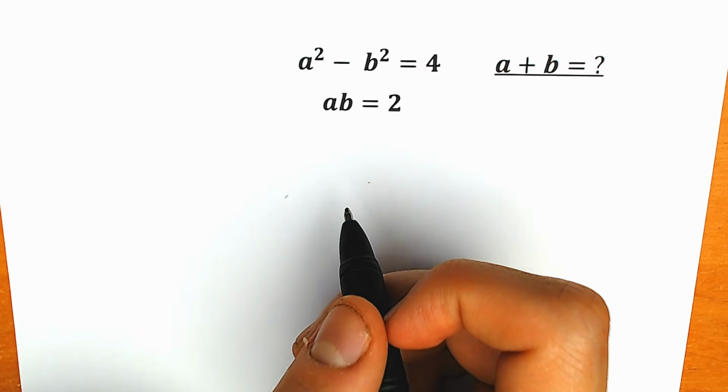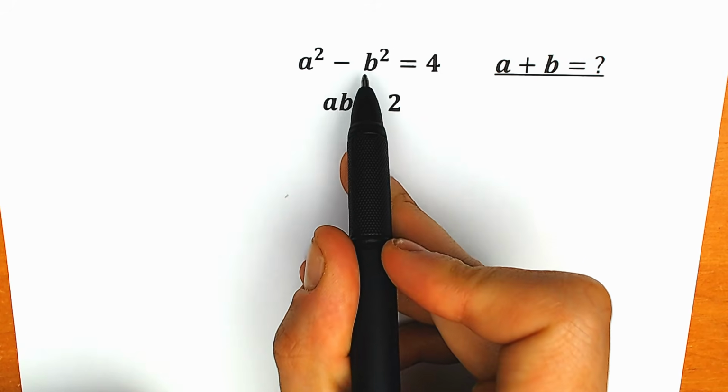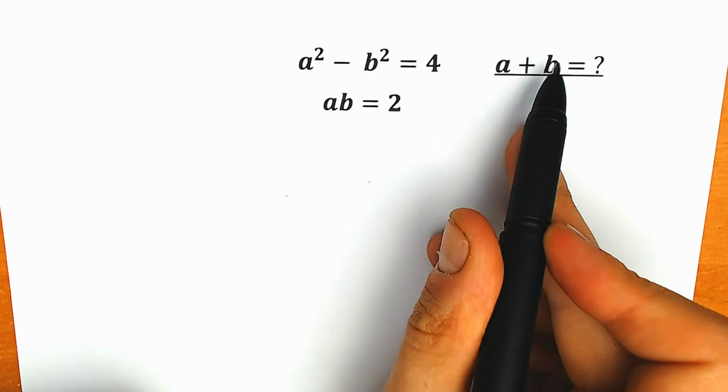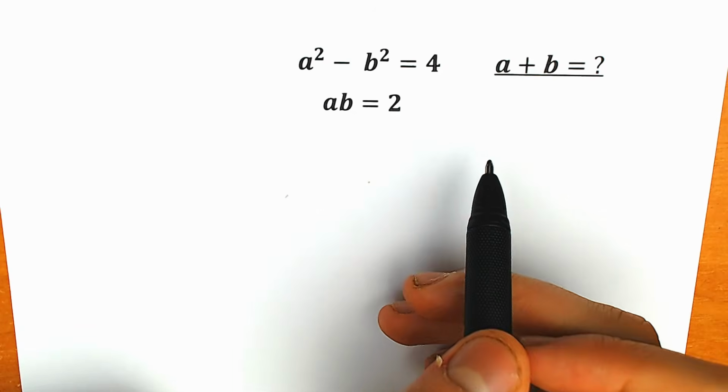Today we have a great algebra question. a squared minus b squared equals 4 and the product a times b equals 2. We need to solve this question for a plus b, so we need to solve for this expression.